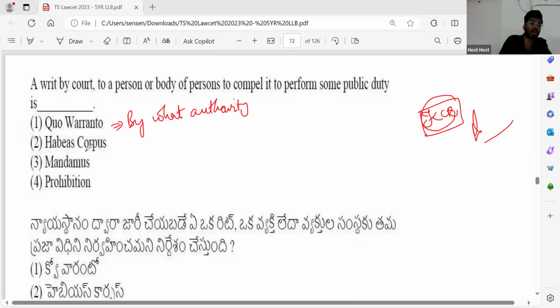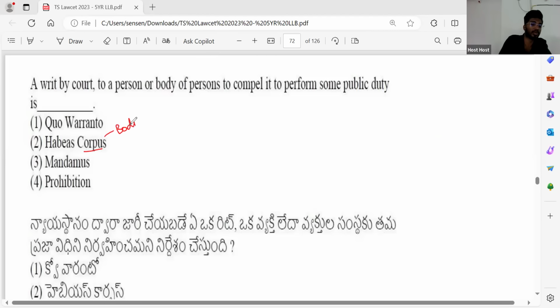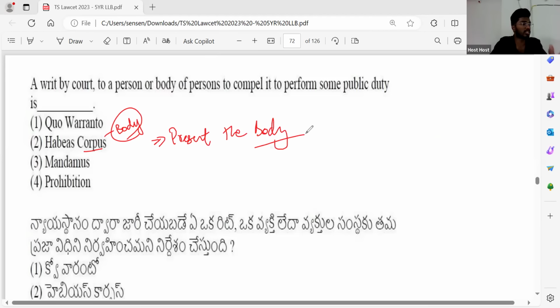Second one is habeas corpus. Corpus means body. Okay. So habeas corpus is to present the body, right? So whenever you are arrested, within 24 hours, you should be submitted before the magistrate, before the lower court. If you are not submitted before the lower court within 24 hours, then you can directly go to the Supreme Court and ask the Supreme Court to issue the writ of habeas corpus, right? Very good, very good. Then you have prohibition.